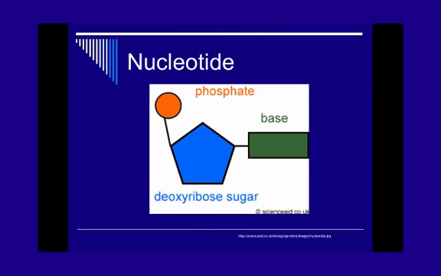Here is a diagram of a nucleotide. The orange circle is a phosphate group. The blue pentagon is deoxyribose sugar. We'll be looking at this in more depth when we get into DNA and RNA later this year, but deoxyribose sugar is found in DNA. And in green we have the base, and the base is a variable component of the nucleotide.